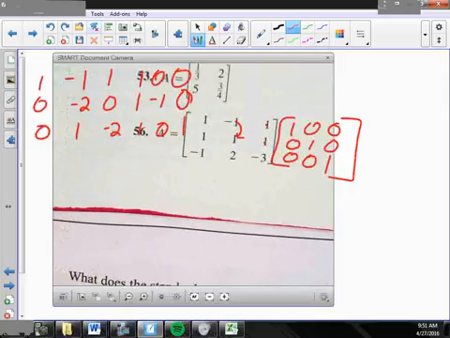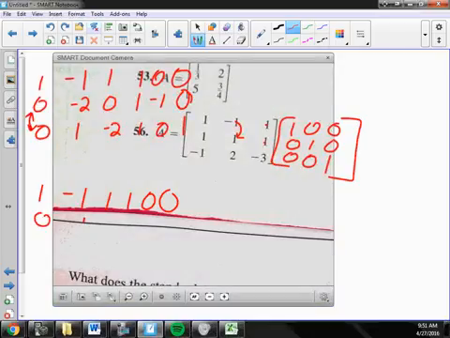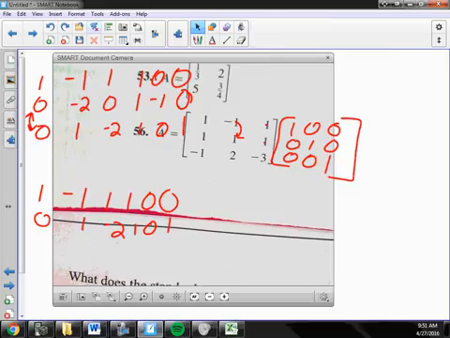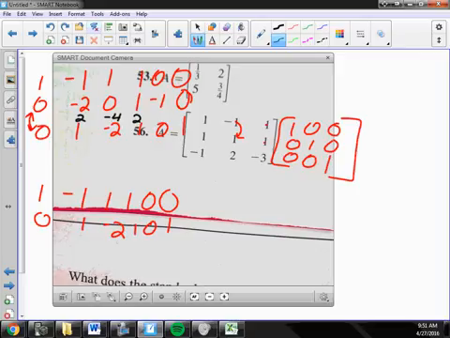No, the easiest way would be to switch 2 and 3. So the first row is 1, negative 1, 1, 1, 0, 0. I'm going to switch these two, so 0, 1, negative 2, 1, 0, 1. And then if I double row 3, I get 2, negative 4, 2, 0, and 2.